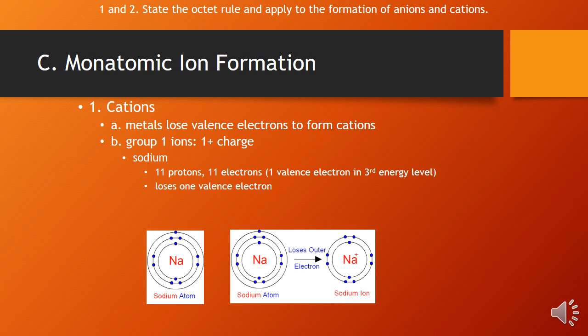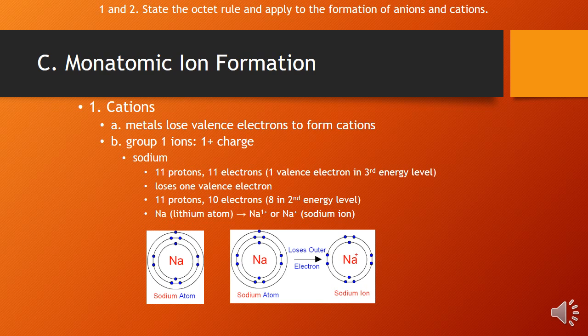So just like the lithium, the sodium will lose the 1 valence electron. That would give us 1 more proton than electron. We'd have 8 of those valence electrons in the second energy level. So just like the lithium, the sodium has a 1 plus charge to it because it lost 1 electron.